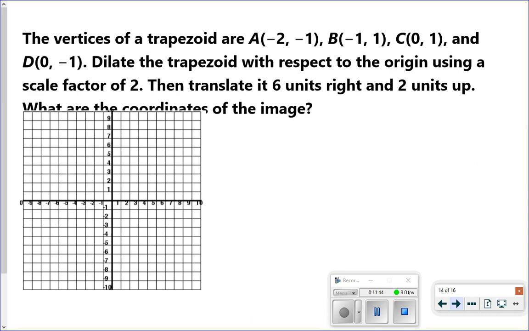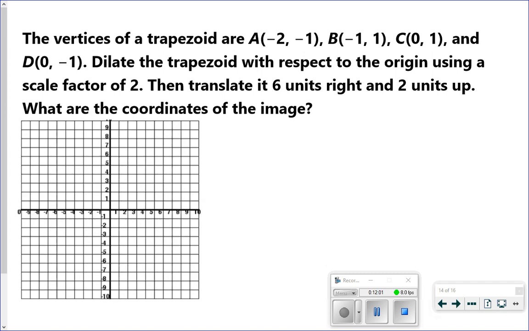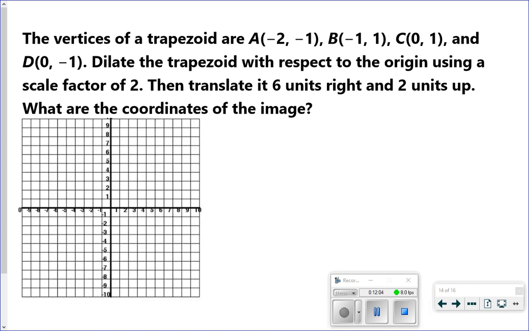All right, let's look at this next one. If vertices of a trapezoid are, and they list them, dilate the trapezoid with respect to the origin using a scale factor of 2. Then translate it 6 units right and 2 units up. What are the coordinates of the image? So here we're doing 2 different transformations to our shape. We're going to start with a dilation, and then we're going to translate it. Okay, so I think I will start by drawing my original shape. So A was at negative 2, negative 1. So that is A. B is at negative 1, positive 1. And C is at 0, 1.